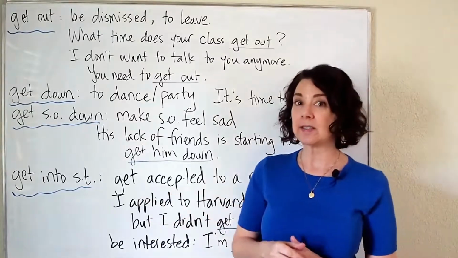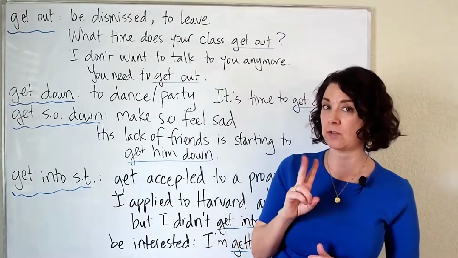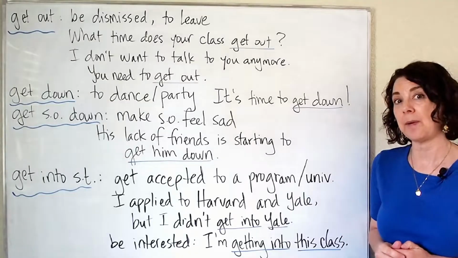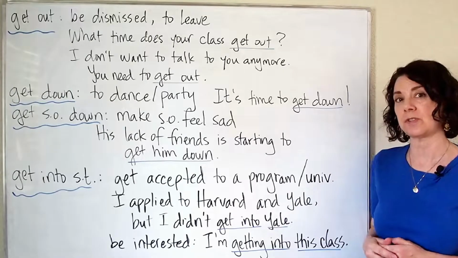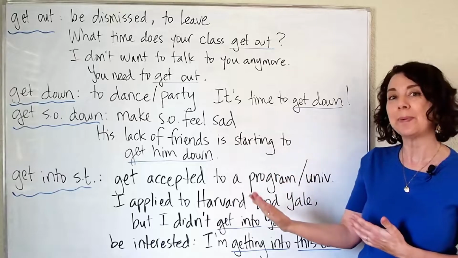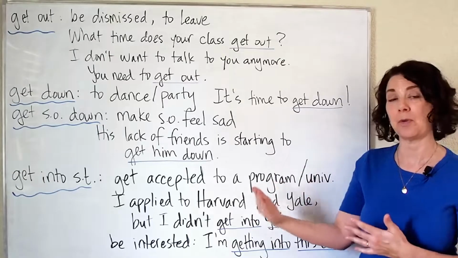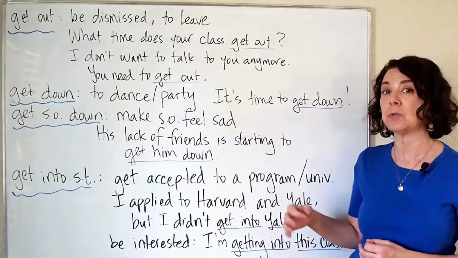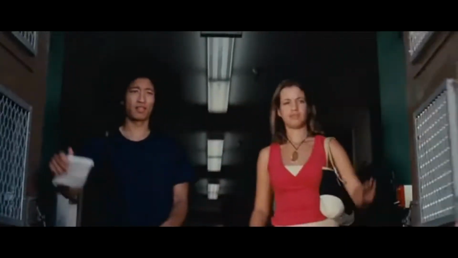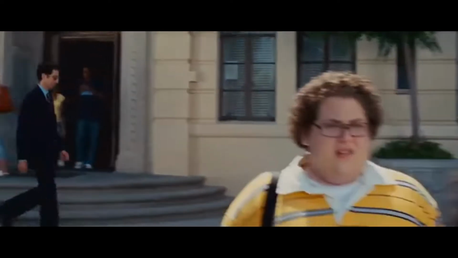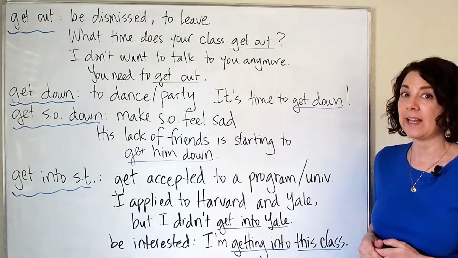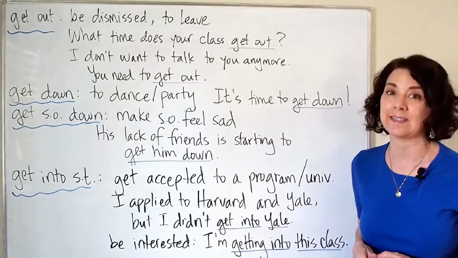Next, to get into something. To get into something has two meanings. First, to get accepted to a program or a school, a university. So this means that you have to apply for a program or a school, and if they accept you, then we say, I got into the place. I got into Princeton! For example, I applied to Harvard and Yale, but I didn't get into Yale.